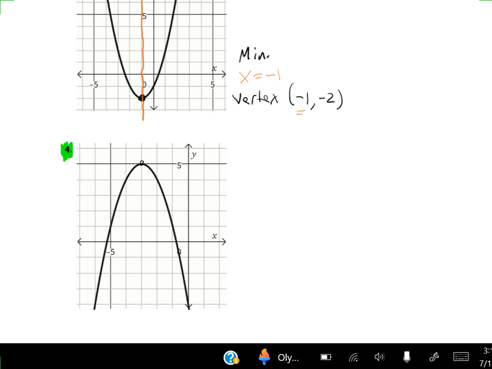Here we have a parabola that's opening down. So in this case, the vertex is at the peak. The coordinates of the vertex are at -3, 5. The axis of symmetry, once again, is a vertical line straight through the vertex. It is going to be at x equals -3. And then, as I mentioned, this is opening down, so we're dealing with a maximum.